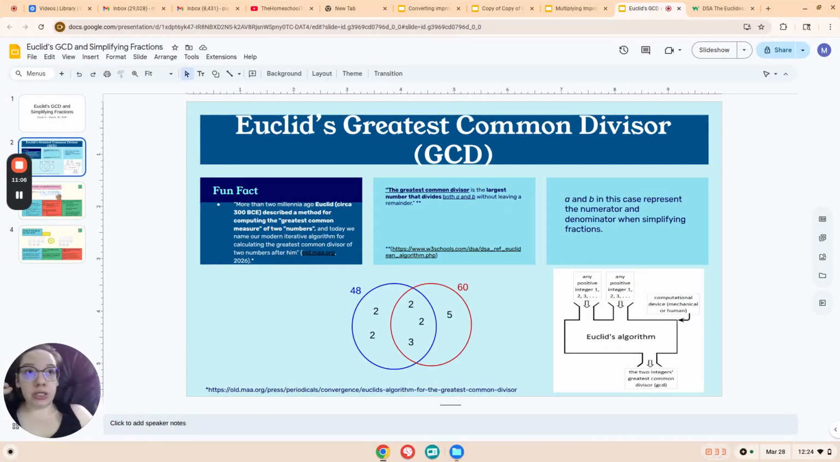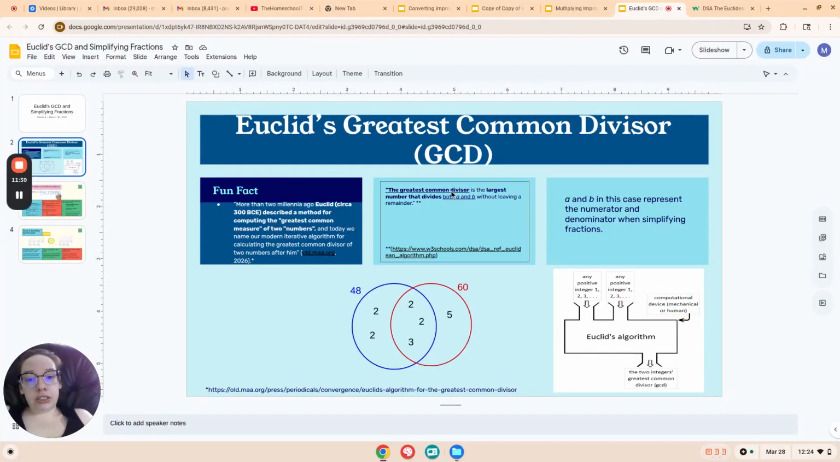Now notice our numbers is in parentheses because GCD, Euclid's GCD algorithm, can be used with fractions, it can be used with integers, but basically the point to bring home is that Euclid's greatest common divisor is used for computing the greatest common measure of two numbers. And today we name our modern iterative algorithm for calculating the greatest common divisor of two numbers after him.